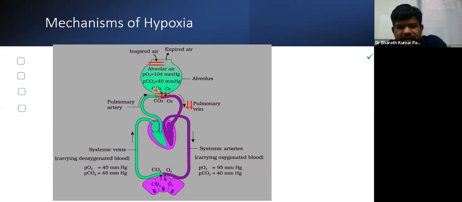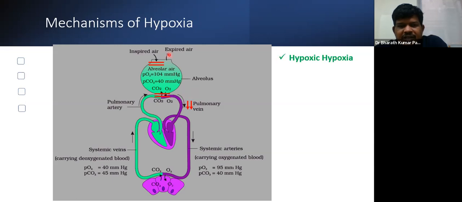So whenever we see a problem at the level of the air we inspire, that is the oxygen, if the oxygen content of the air is less, or if there is a problem at the level of the alveolar capillary interface, then obviously the partial pressure of oxygen that is carried by the pulmonary vein would be decreased. So this kind of hypoxia is called hypoxic hypoxia.